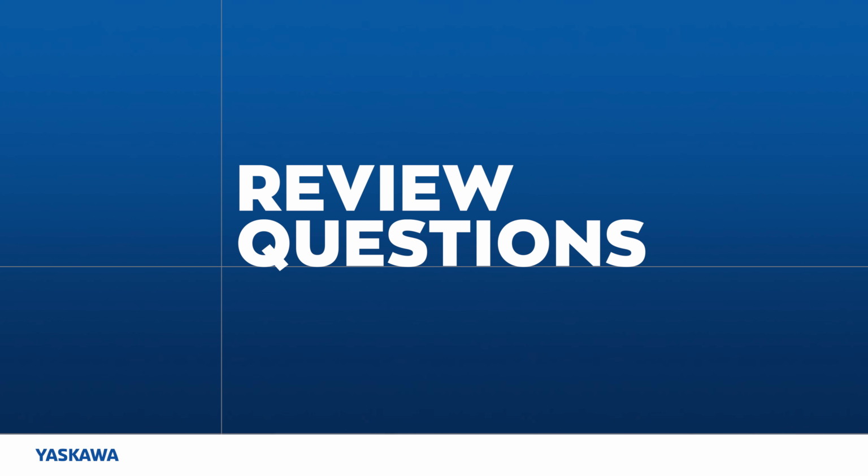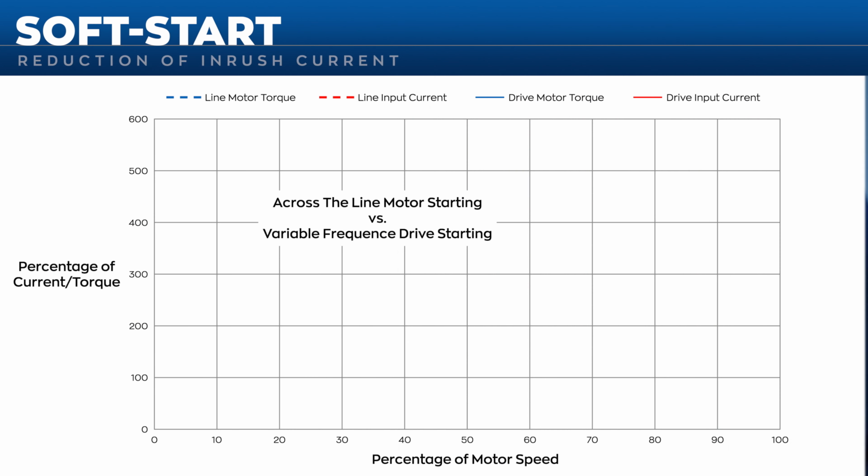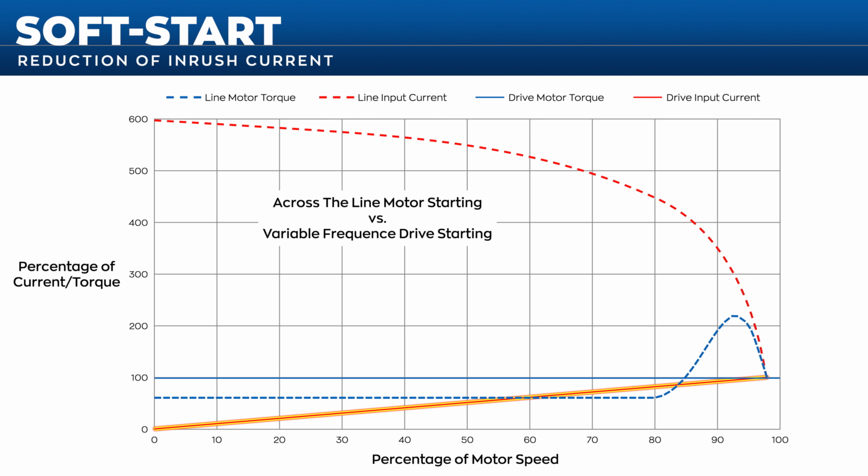And now it's time for everyone's favorite segment, review questions. Review question number 1. When starting an MV motor, what advantage does a drive have versus an across-the-line start? The answer: inrush can exceed 600% of rated operating current when starting across the line. Using a drive allows us to increase the voltage and frequency over time to help reduce excessive current draw.